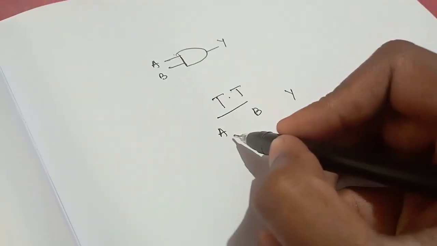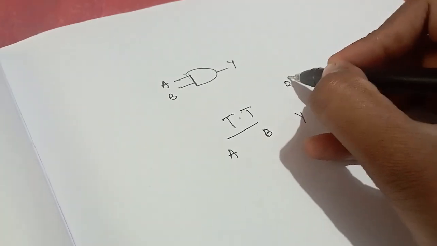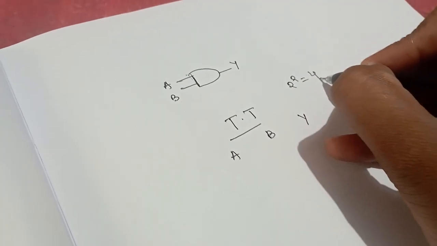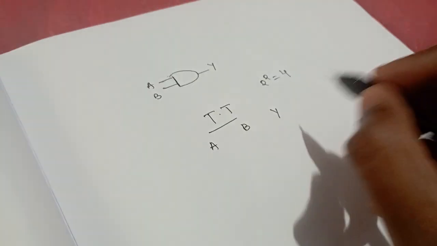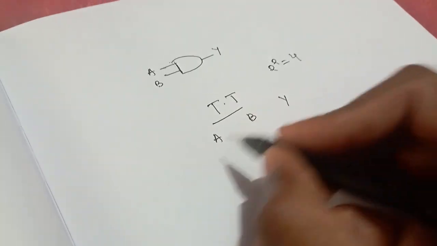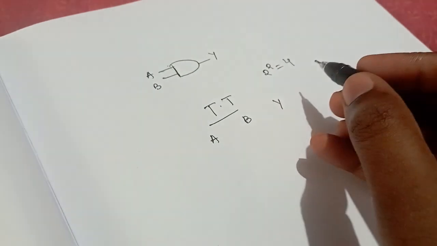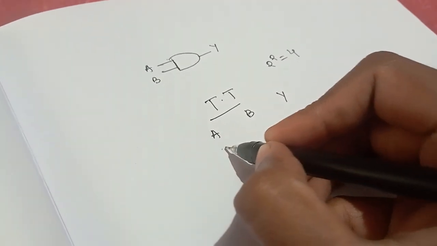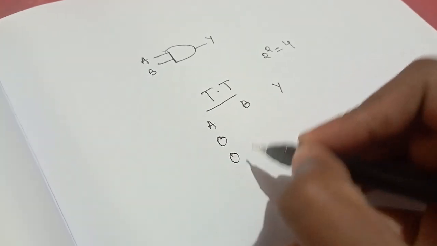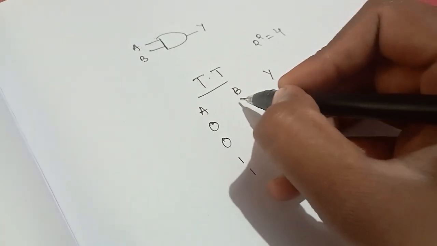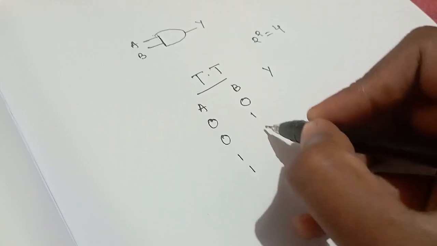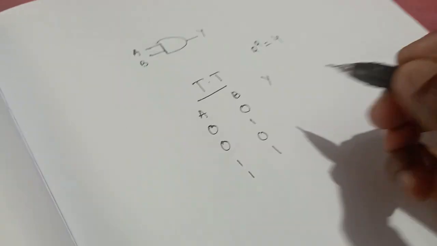With two inputs, the truth table has 2 raised to 2, equal to 4, combinations. So 4 types of combinations are going to appear. The inputs can be written as 0 0 1 1 for A, and 0 1 0 1 for B.